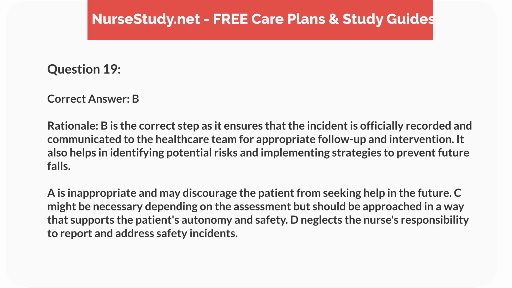Correct answer, B. Rationale: B is the correct step as it ensures that the incident is officially recorded and communicated to the healthcare team for appropriate follow-up and intervention. It also helps in identifying potential risks and implementing strategies to prevent future falls. A is inappropriate and may discourage the patient from seeking help in the future. C might be necessary depending on the assessment, but should be approached in a way that supports the patient's autonomy and safety. D neglects the nurse's responsibility to report and address safety incidents.